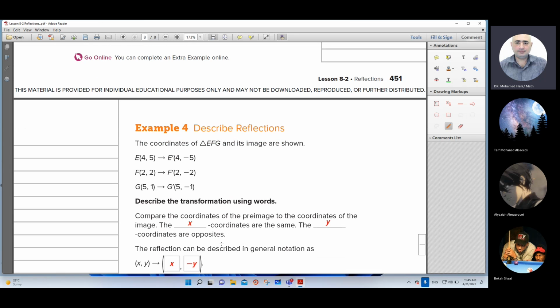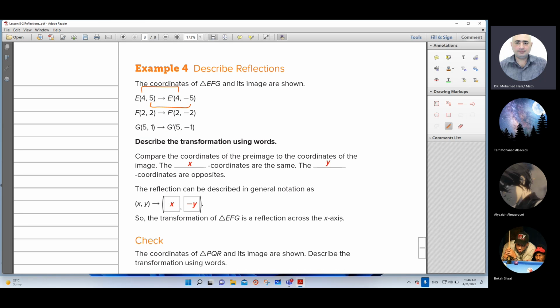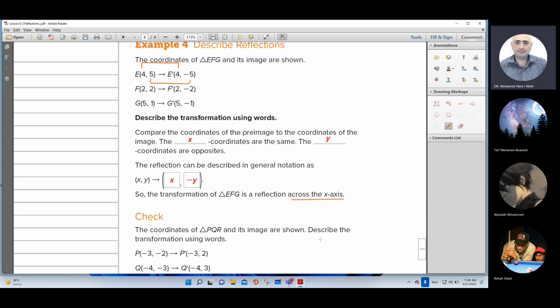And here is the opposite idea. If I have the pre-image and the image, how do I know what is the line of the reflection? If you compare E and E prime, as you see, we have the same X but the opposite Y. The same X and the opposite Y means the reflection across the X-axis. The reflection will be across the X-axis.